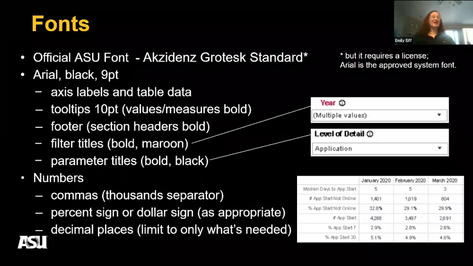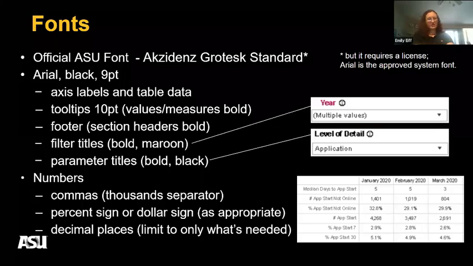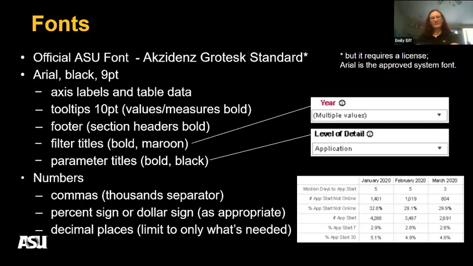Per the brand guide, ASU does have an official font. Thankfully, they also have an approved system font of Arial that's much more readily available in tools and much easier to use. So we've chosen Arial 9-point black as our standard for most of the text on our dashboards. That includes chart axes, table data, filter and parameter titles, and footer definitions and notes. Tooltips we bump up to a 10-point just for readability. Section headings in the footers and filter and parameter titles we bold.